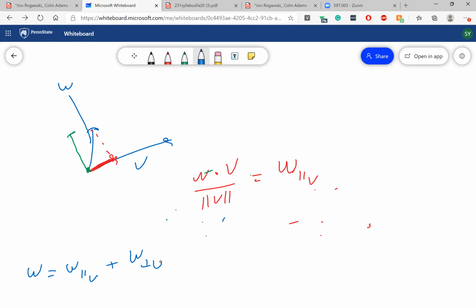Right? Yeah. So now the orthogonal component is going to be equal to W minus the projection.